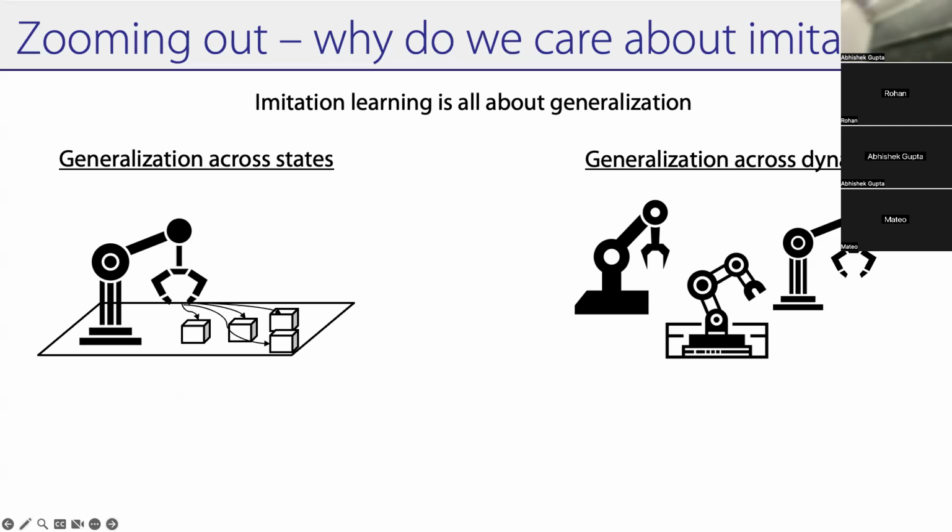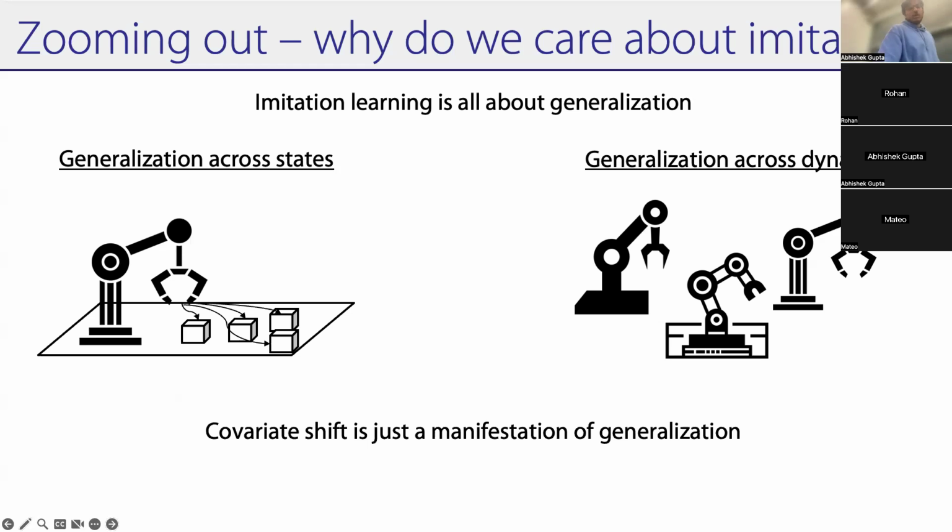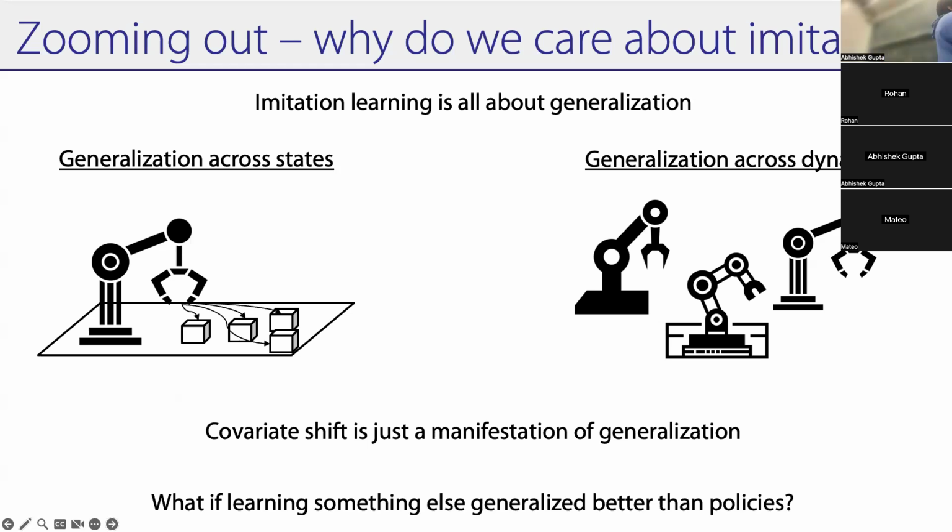So you can almost think of it as a policy entangles reward, dynamics, and everything together, whereas a reward function is disentangled from the dynamics. And so it transfers better to new settings. Okay? The whole premise of inverse RL is that you have to deal with generalization. So the question we ask is, what if we learn something that generalizes better than policies? That thing is going to be a reward function.